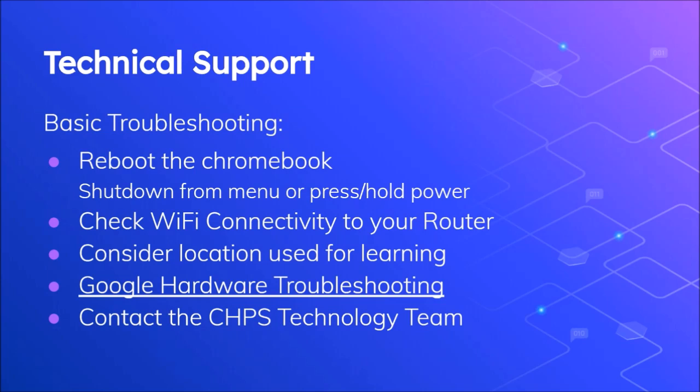We also want you to check your Wi-Fi connectivity to your router at home. Consider the location that you're using for remote learning. Sometimes the router that you have at home may not cover your full home uniformly, and there may be better spots closer to the router that have a better Wi-Fi signal. So if you're encountering connectivity issues where you're not able to get a full Wi-Fi signal by looking at the bars in the bottom right-hand corner of your screen, then you may want to consider moving closer to your router, or perhaps if it's an option, moving that router closer to the location that you're going to be using for remote learning.